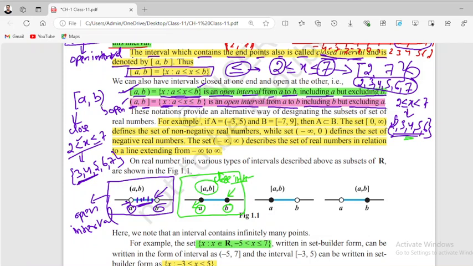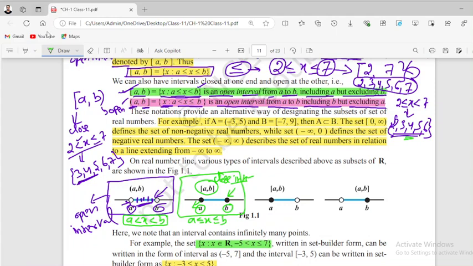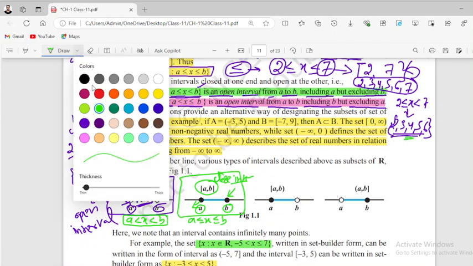We have already discussed the closed interval, and the representation of the closed interval is this: a less than or equal to x less than or equal to b. Open interval: a less than x less than b. This is the representation of an open interval. And after that, we should talk about the next diagram which is given here, this one.